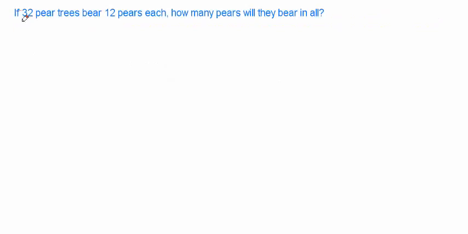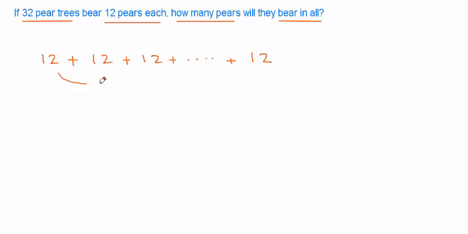Let's look at this. If 32 pear trees bear 12 pears each, how many pears will they bear in all? So the first tree bears 12 pears, the second tree bears another 12, and the third one another 12, and so on. So if you want to find out the total number of pears, you want to do this addition: 12 plus 12 plus 12 and keep going until you have 32 12s in your addition sentence.